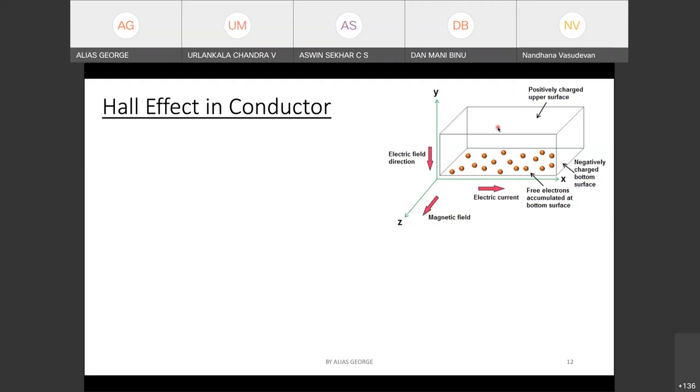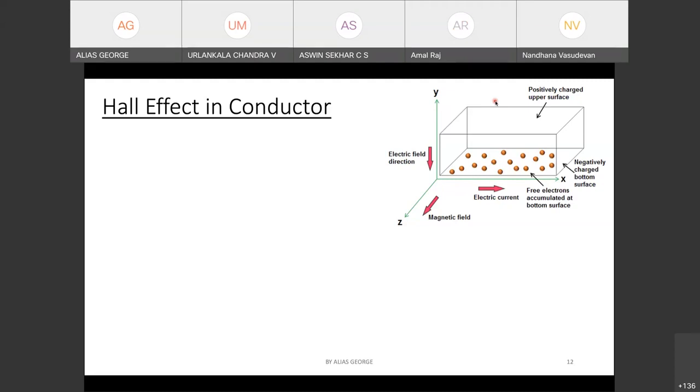So I am measuring Hall voltage as the voltage of bottom minus top. What will be the voltage now here? Is it negative or positive? Negative, I guess. Yeah, of course, negative. So in this conductor, Hall voltage will be negative.